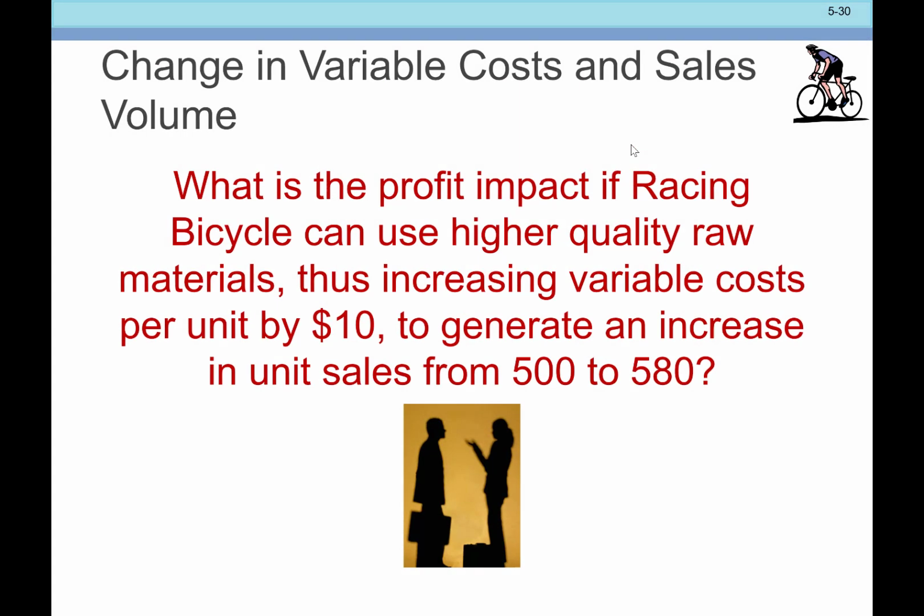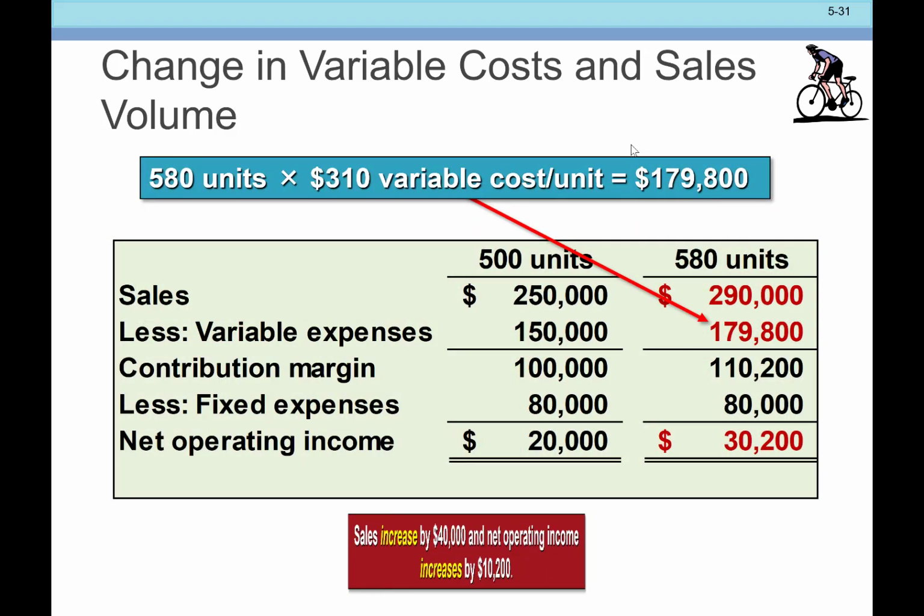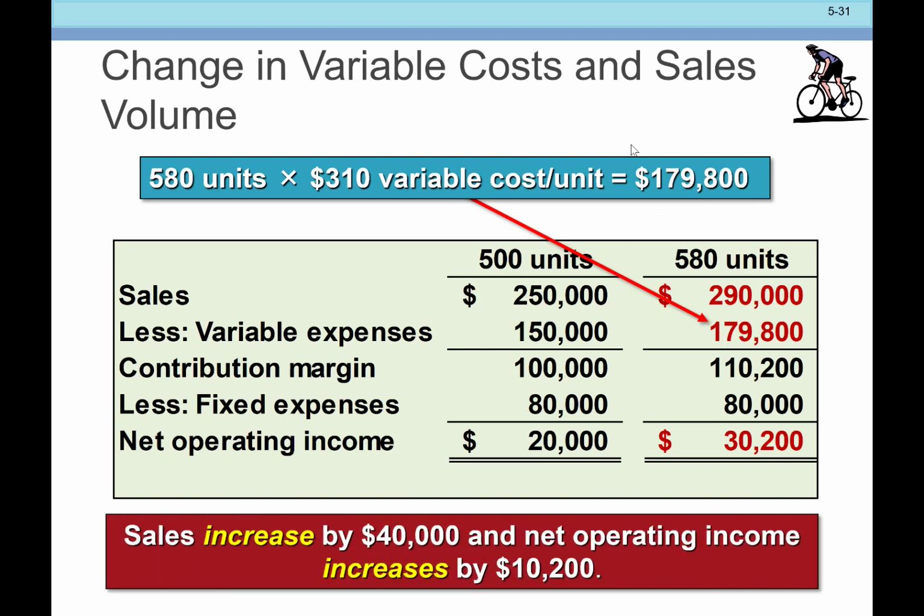Other times you may want to just go ahead and do the full statement, okay? Which is basically what we're going to do here, because now we're going to use higher quality raw materials, which is going to increase our variable cost $10 per unit. And we think that if we do that, that will increase our sales by what? 80 units, from 500 to 580. So now I'm going to go ahead and just pull out the full contribution format to look at this one.